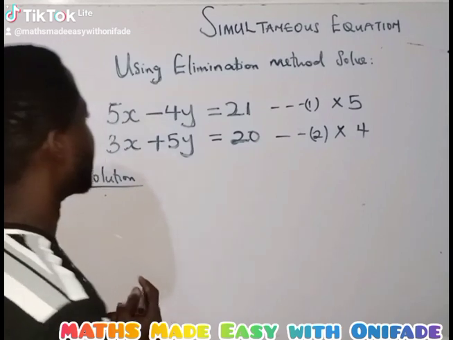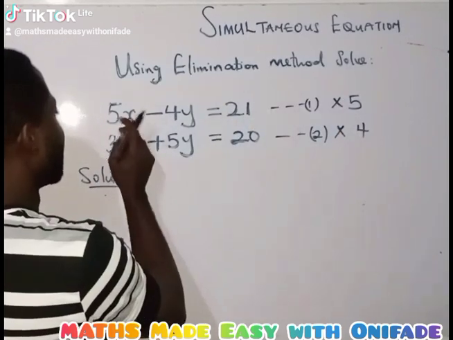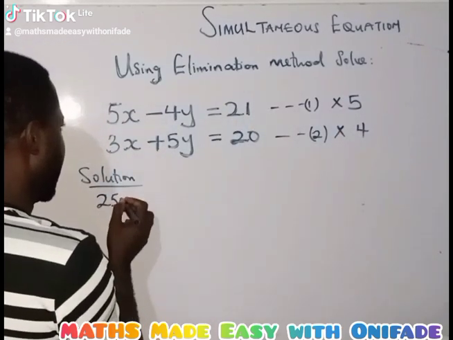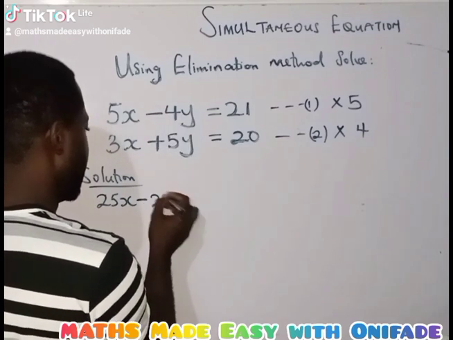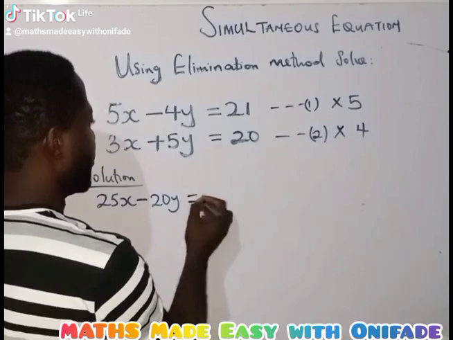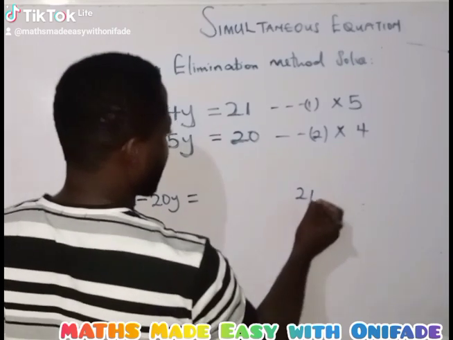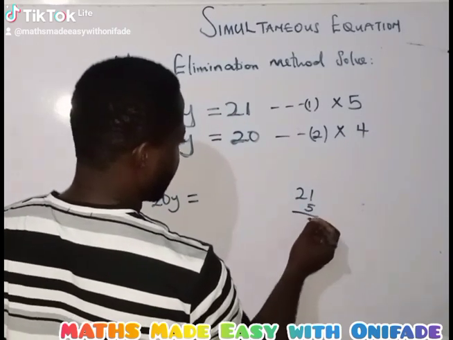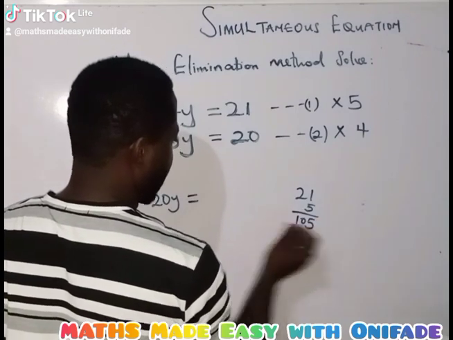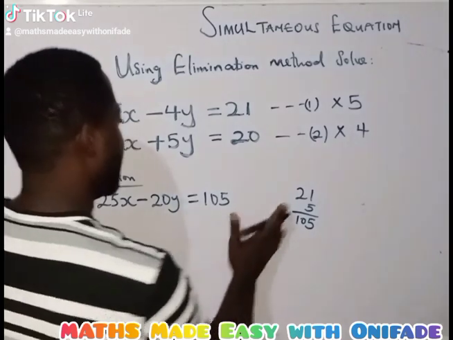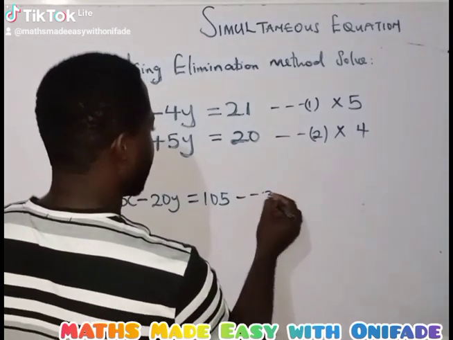So now the next thing to do is to say 5 times 5x, that's 25x. 5 times minus 4y, that is minus 20y, equals to 5 times 21. What is 5 times 21? 5 times 2, that is 10, and I'm going to have 105. So I'm done with this. I can name this my equation 3.